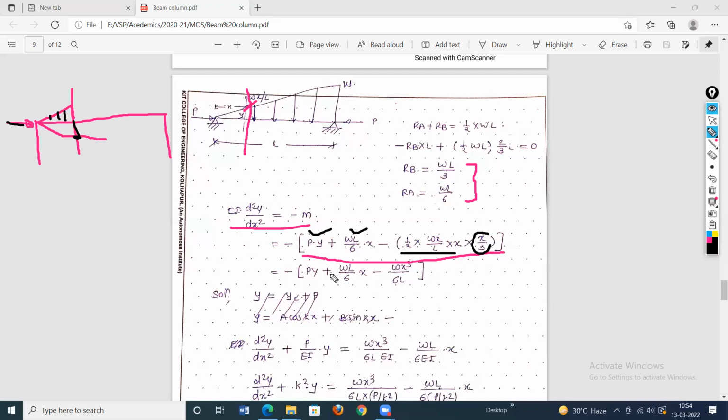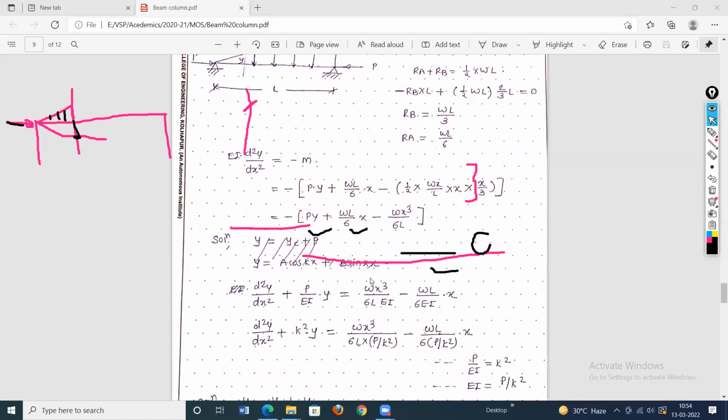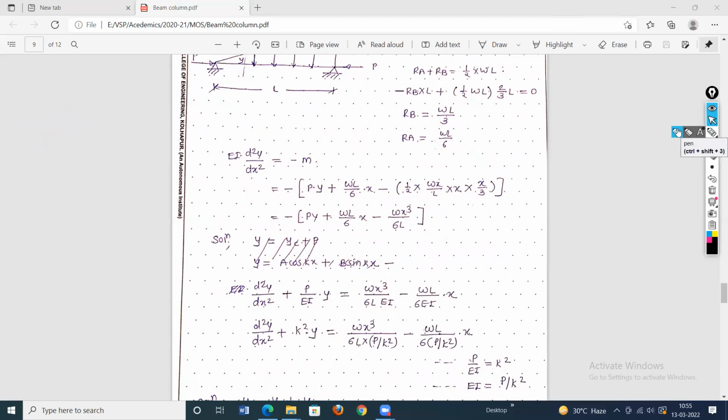Then remove the internal bracket and simplify this. It is minus P into Y plus WL6X, and so on. So this is the equation: EI into d2y by dx square equals this term. Again, the right hand side is not equal to 0, so the solution is complementary plus particular.